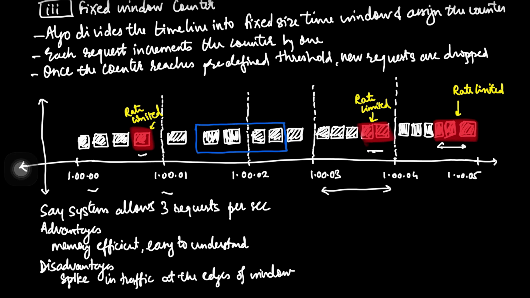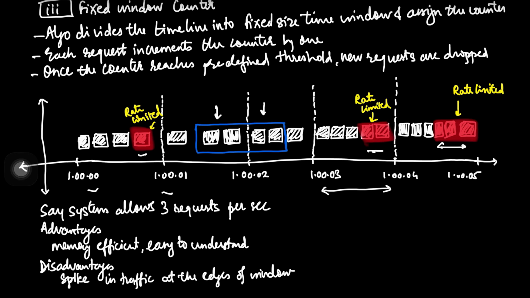The disadvantage, I would say, is this particular blue block. Let's say the user sends 2 requests at the very end of one window, and at the very start of the next window sends 2 more requests. They lie on different sides of the window boundary, but this essentially sends a load of 4 requests in that particular time. This is not what we intend, and the backend, or whichever service our rate limiter is protecting, is actually getting overwhelmed because of this.